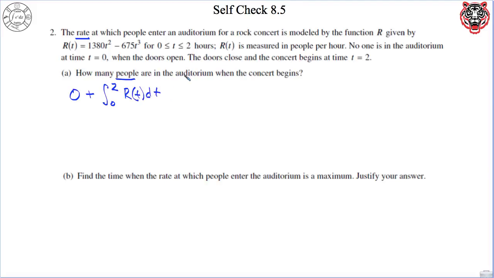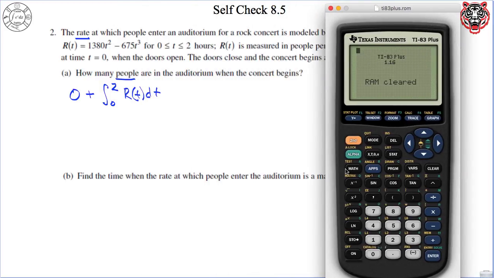And now we need to find that in our calculator. So let me open up our calculator file, open recent TI-83. Cool. All right, so I'm going to go to my y equals. I'm going to enter 1380 t to the power of 2, subtracting 675 t to the power of 3. We don't need to graph this, but if I want to set my window, just in case, 0 to 2.